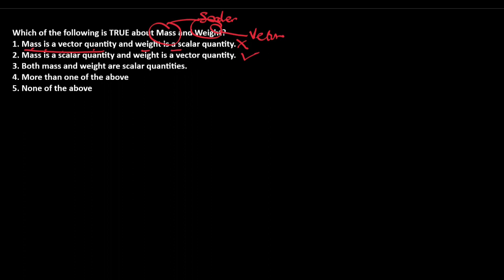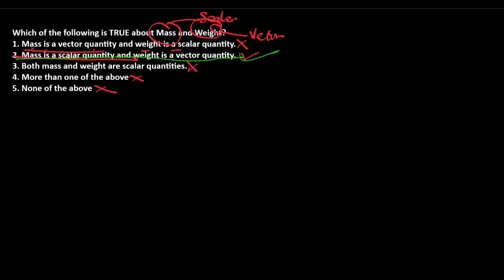Let's mark it. Both mass and weight are scalar quantities. How come? Never possible. Nope. More than one of the above is correct. I wanted to write that. So this is wrong and this is wrong. So option 3 is the correct answer. Alright. Option 2 is the correct answer.